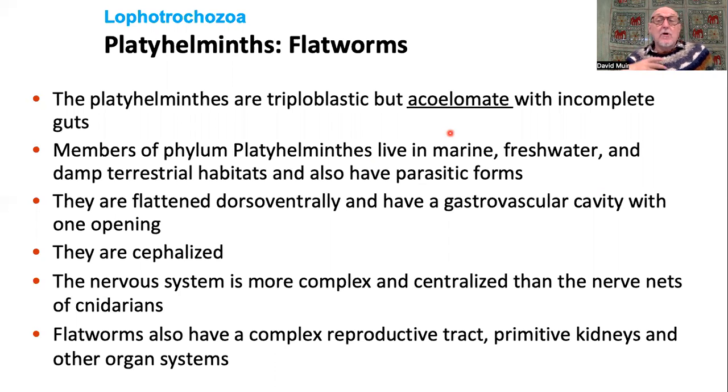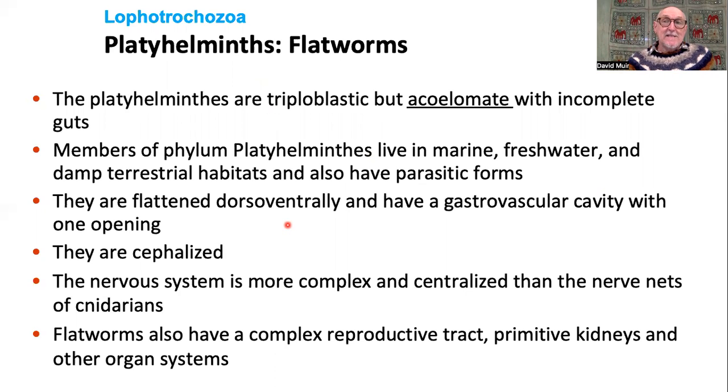They occur in a wide range of habitats, as long as it's wet. They occur in marine, freshwater, and in damp terrestrial habitats. You'll even find them in greenhouses. In tropical areas where you have damp forest floor, you may find them on the forest floor. And they are always flattened dorsoventrally. And that's where they get their name from, Platyhelminth, flattened from top to bottom.